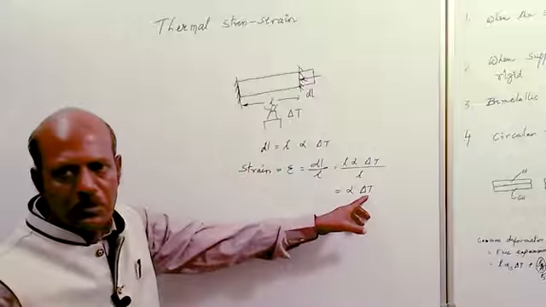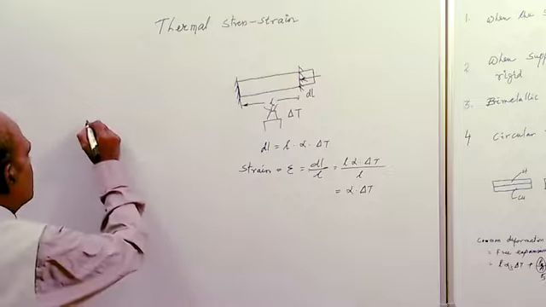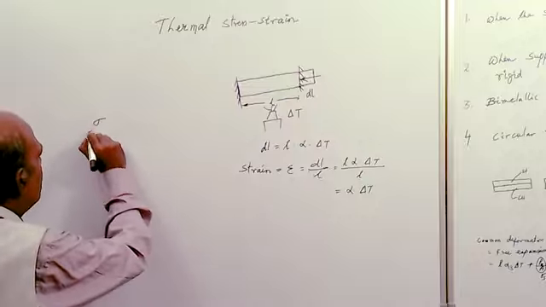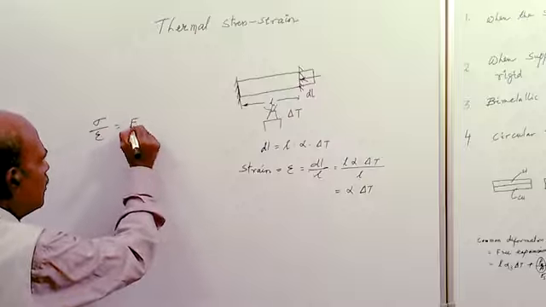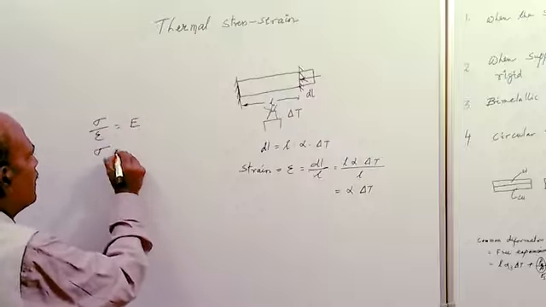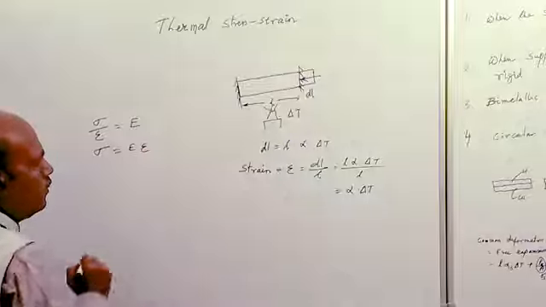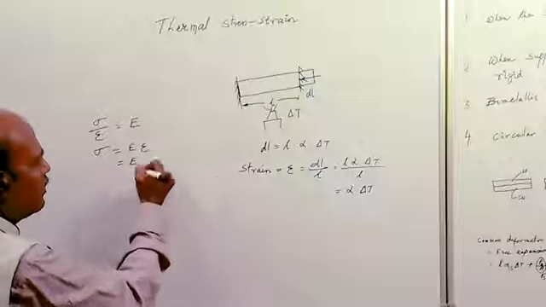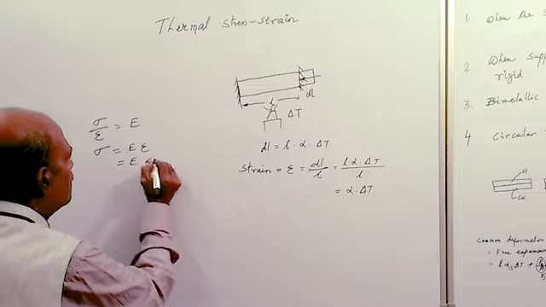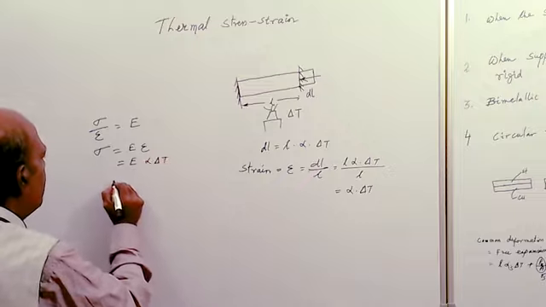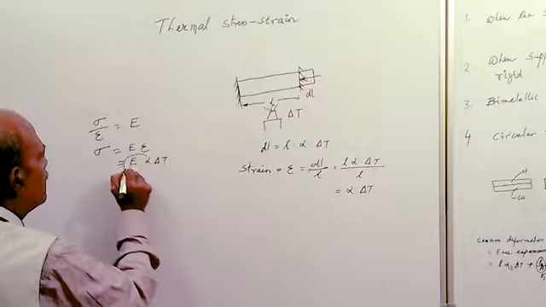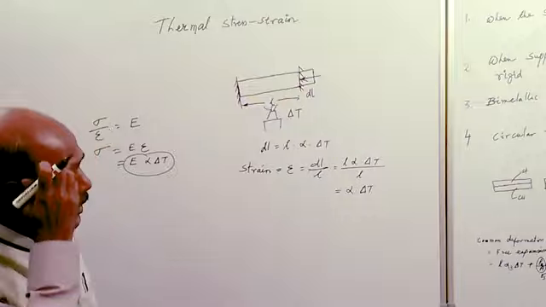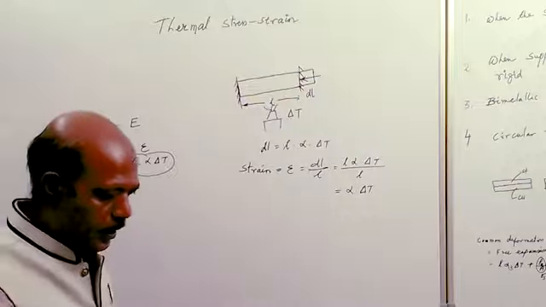We have got the strain value, that is alpha into delta T. Now the stress value we will obtain from Hooke's law. Hooke's law says sigma by epsilon is equal to Young's modulus of elasticity, or sigma is equal to E into epsilon. Here E is the Young's modulus of elasticity and epsilon is the strain produced in the bar, that is alpha into delta T. So we can find sigma as E into alpha into delta T. We will take the cases one by one and see.